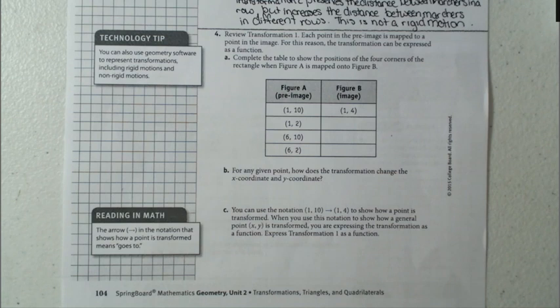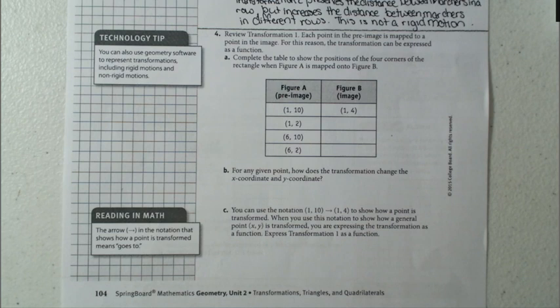All right, we have now moved to section 2, which covers questions 4 and 5. So let's take a look at where the scenario goes from now. It says, number 4, review transformation 1. Each point in the preimage is mapped to a point in the image.